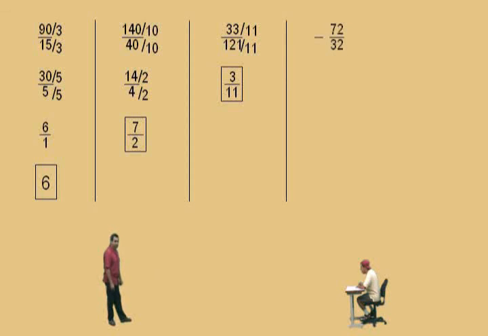Here's another one, Charlie. A negative number. Don't get scared. 72 divided by 32, Charlie. What number divides evenly into both of those?